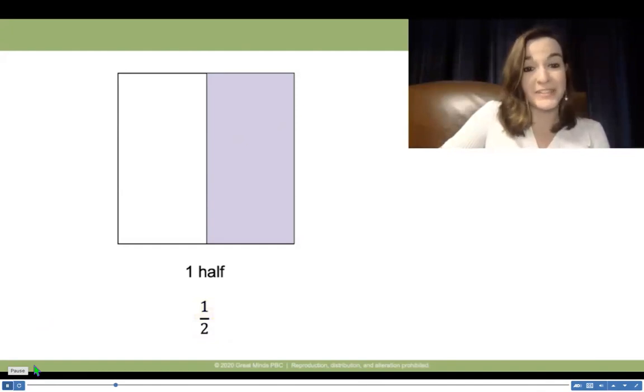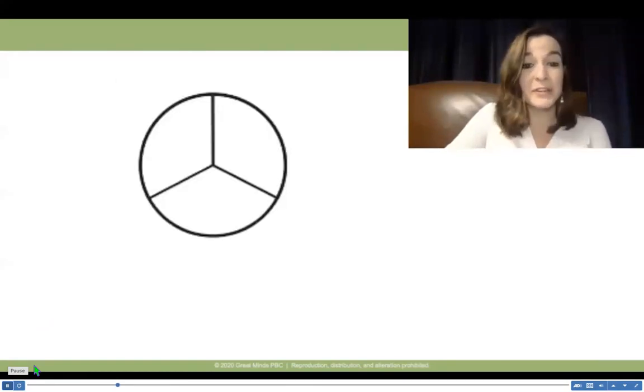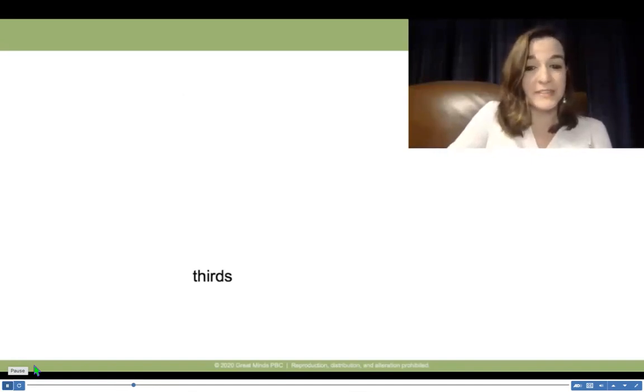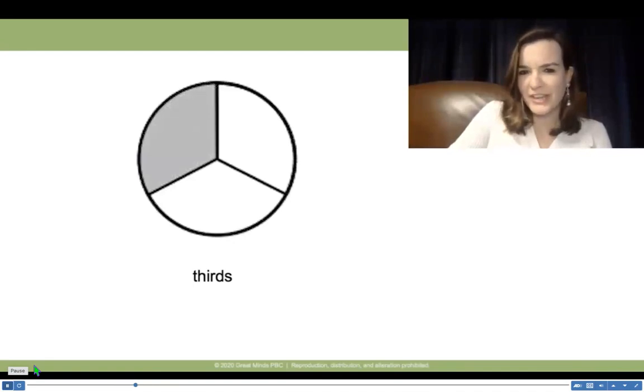Let's take a look at a different situation. This circle is partitioned into a different unit. What unit is the circle partitioned into? Thirds. I see 3 equal pieces on the circle. If I do this, what fraction have I shaded? 1/3. I shaded 1 out of the 3 equal pieces that I had.